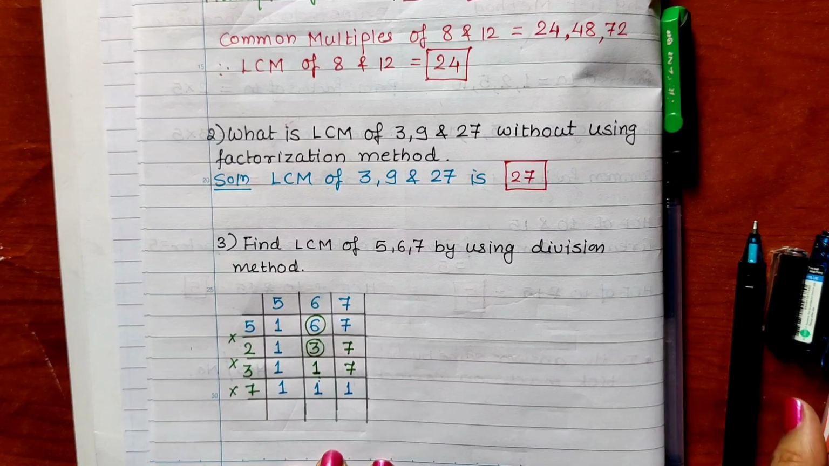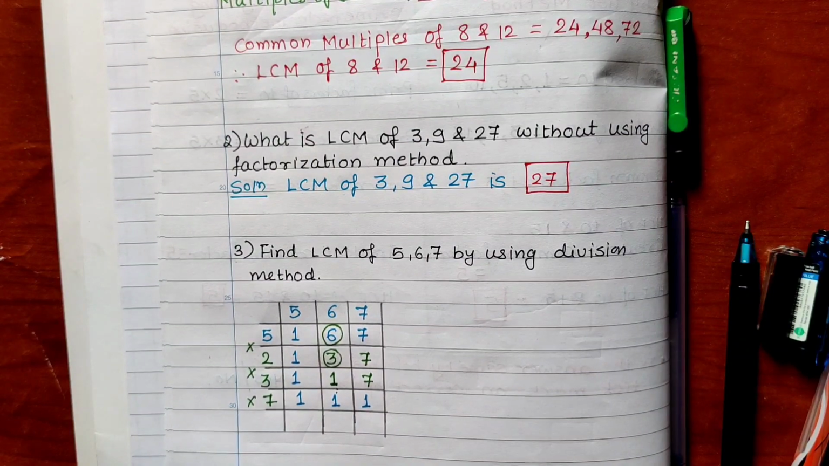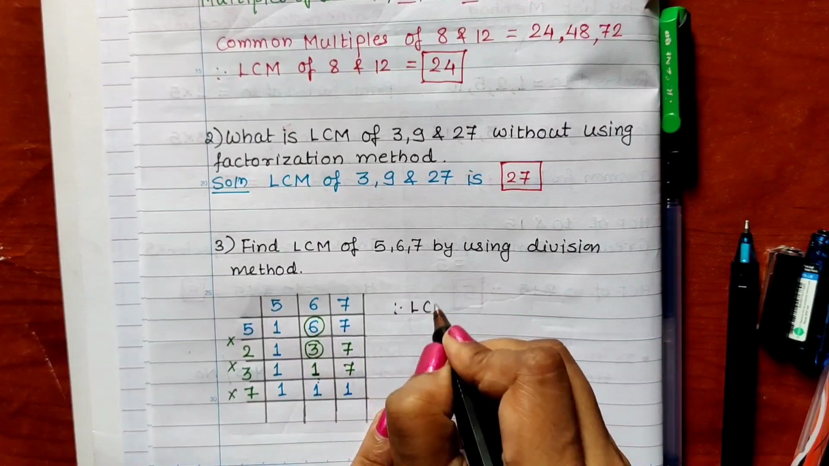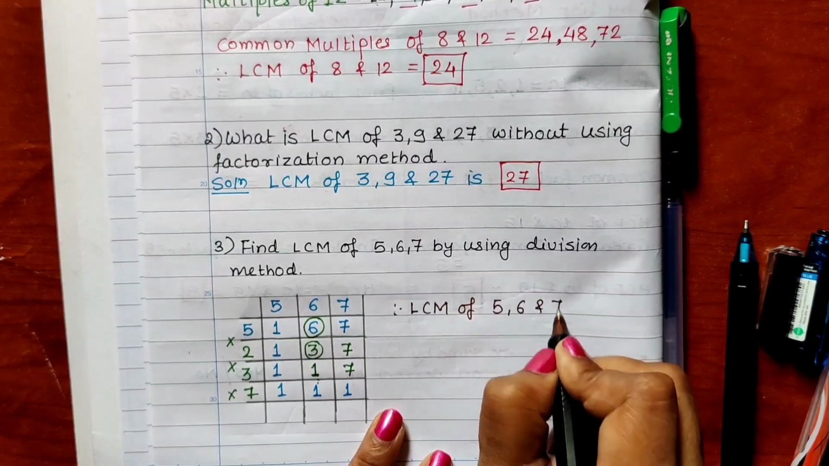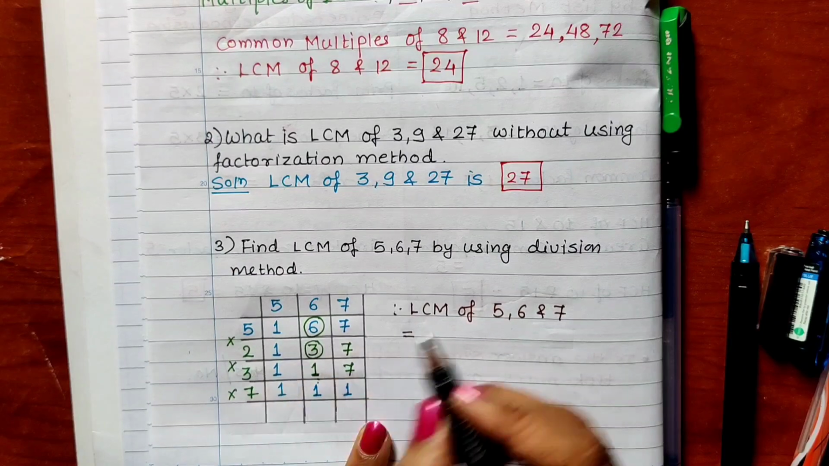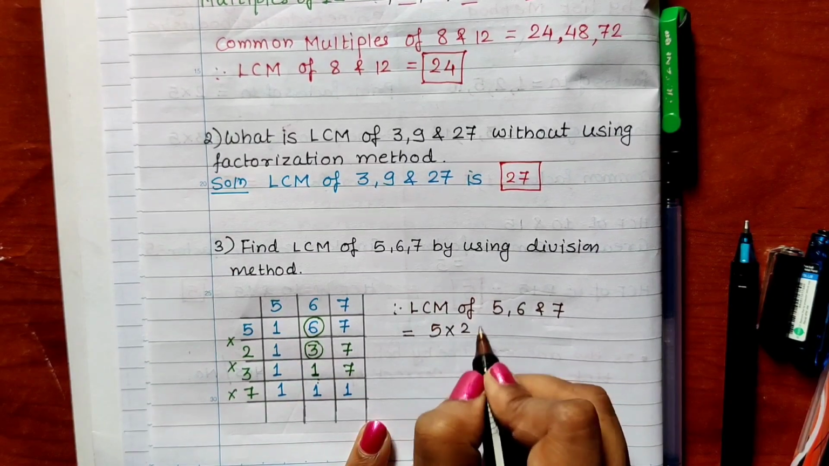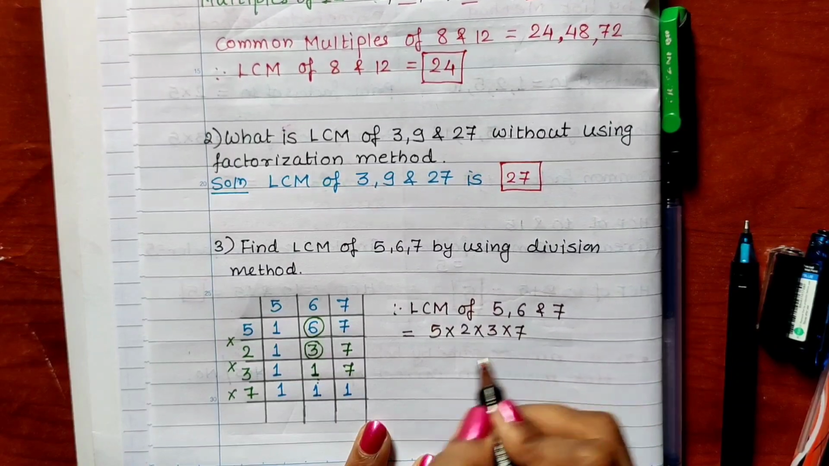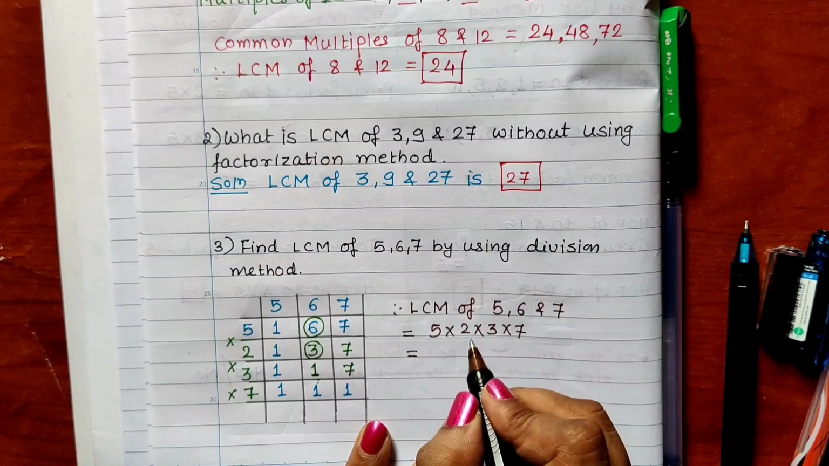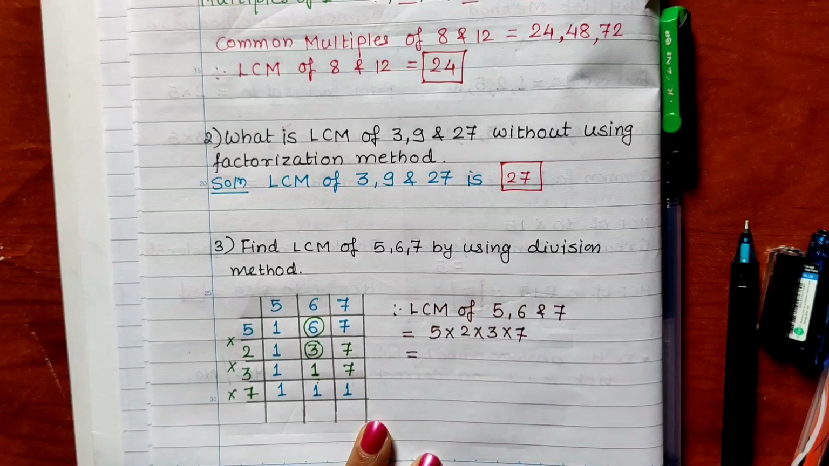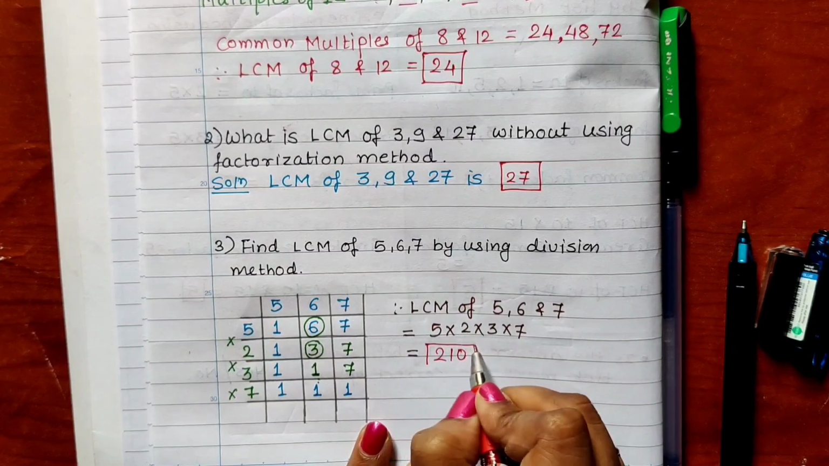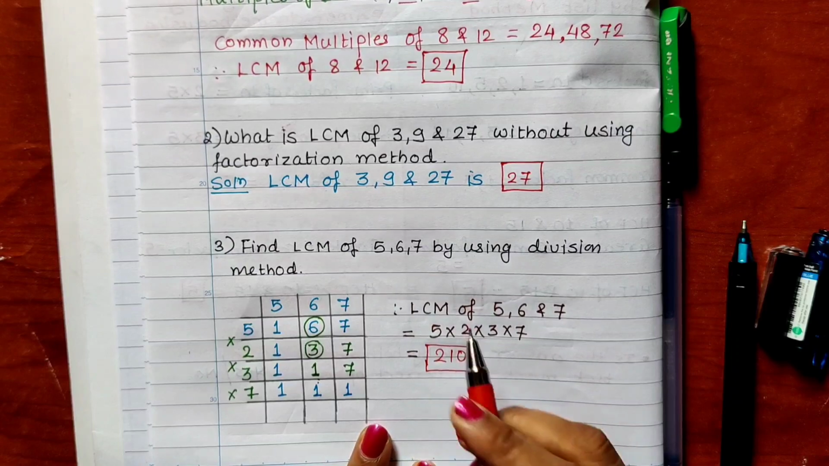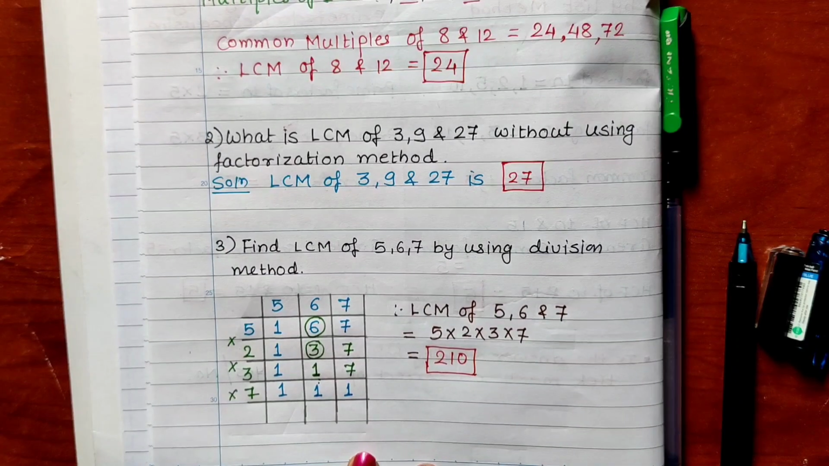So I write here. Therefore, LCM of 5, 6 and 7 is equal to, we have to multiply all these factors. 5 into 2 into 3 into 7. What will be the answer? 5 2s are 10, 10 3s are 30, 30 7s are 210. 210 is the LCM. So LCM can be bigger than the given numbers. HCF cannot be bigger than the given number.